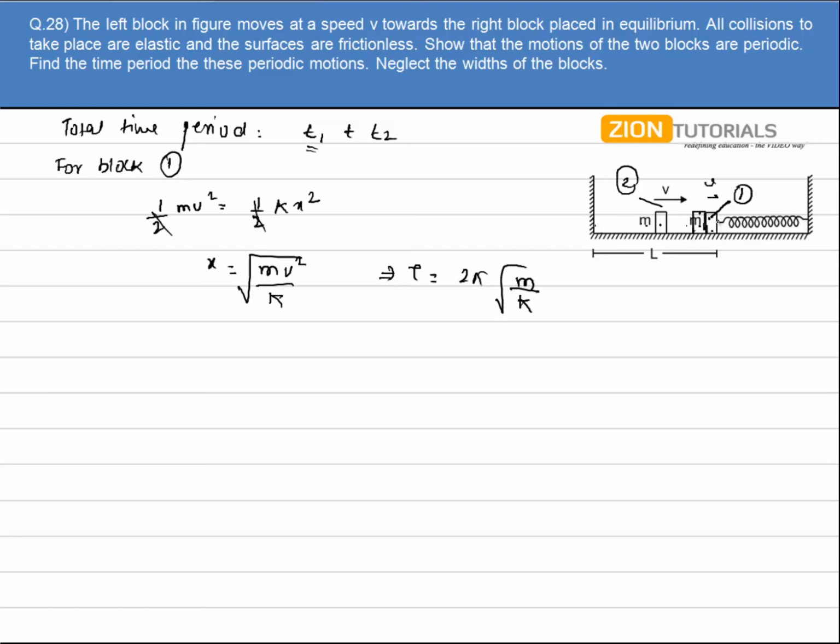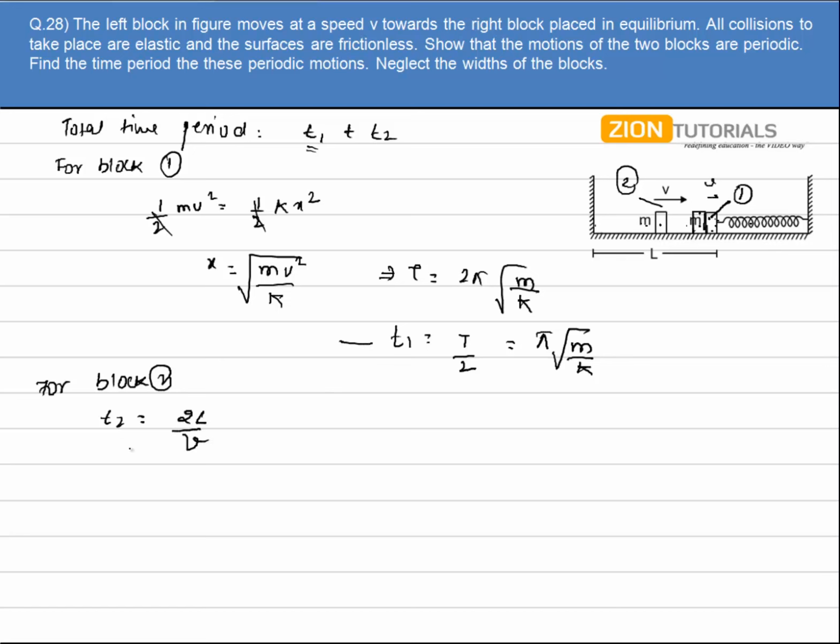But what is actually happening is that the block is not performing complete SHM. It is going to the extreme position and coming back to its mean position, from mean to extreme and extreme back to mean. So the total time t1 will be equal to half of the time period, that is pi under root of m by k. Right. Now let us talk about block 2. The total time it will take to cover the distance 2l can be easily calculated by distance upon velocity, that is 2l by v. So I have a value of t1 and t2 now.